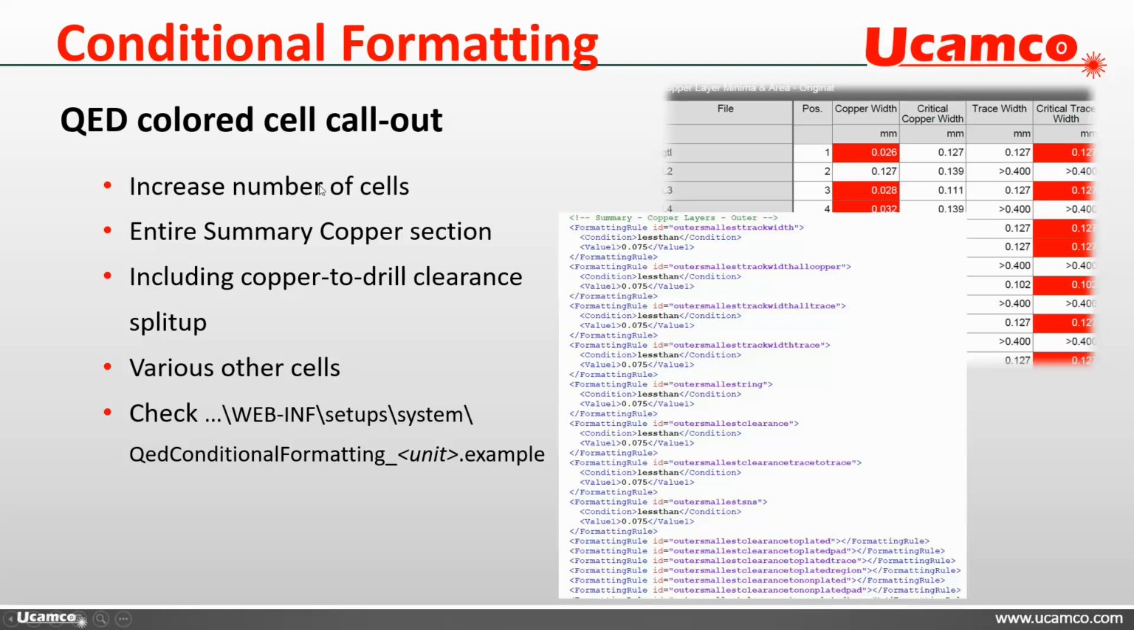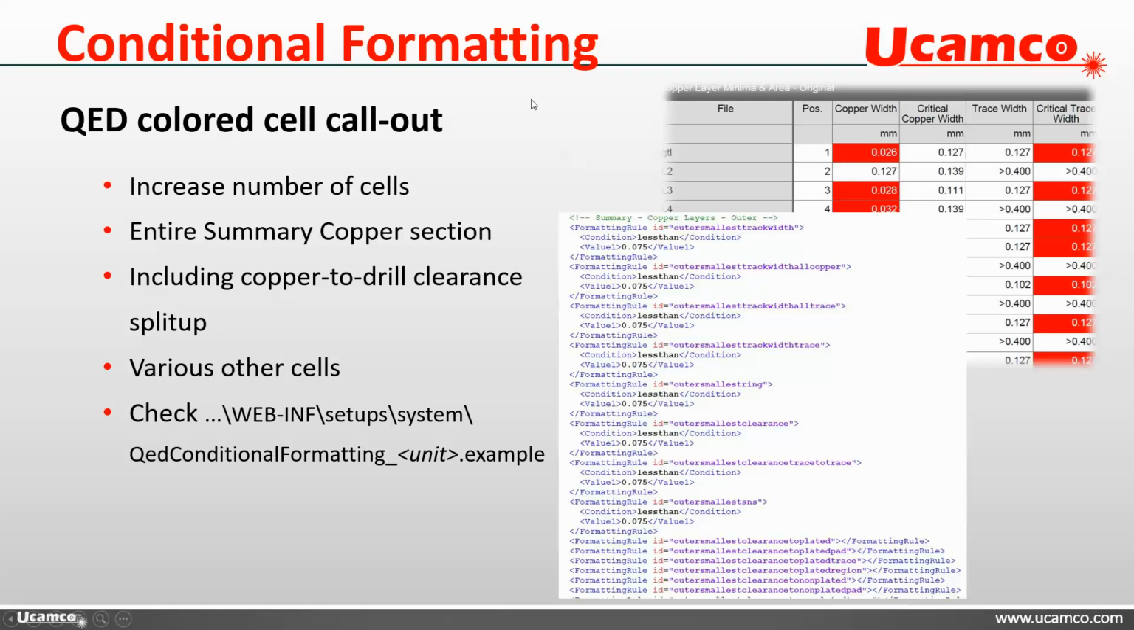Basically, there has been an increase in the number of cells that are eligible for this conditional formatting. As you know, this is just sort of colored cell call out that you can do in case a value that appears in this cell is lower than a certain threshold. So we just looked at the summary copper section at the beginning of my report, and there we now have basically two tables in there. And as you saw in the example that I was previously showing, all of these cells are now eligible for conditional formatting. There was a time, I think, in the previous versions, you could do highlighting of copper width, but for instance, the trace width and a number of other ones did not have this feature to turn red in case of too low a value.